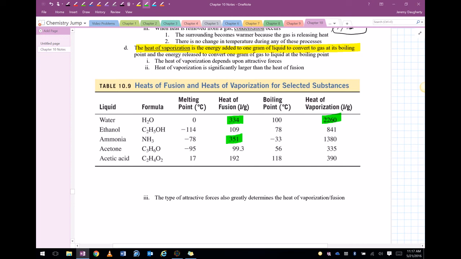To melt it, 351 joules. To make it turn into a gas, 1,380 joules. Why so much more energy? Because remember, for the heat of fusion, all we're doing is weakening those intermolecular forces. Right? So we are going to weaken those intermolecular forces, IMF. Vaporization, we are going to break those intermolecular forces, which takes a lot more energy.